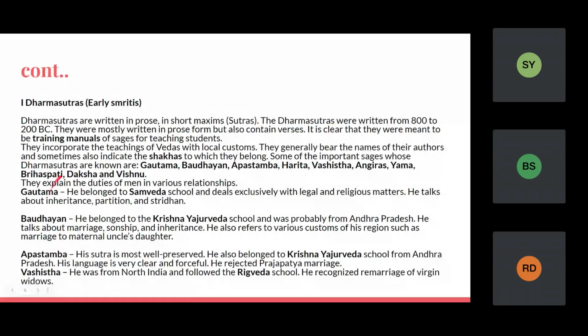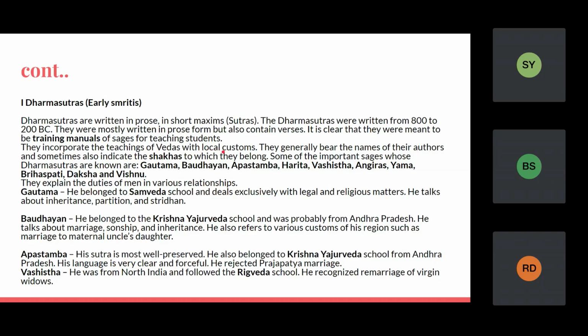The first one, Dharma Sutras, were written in prose format. They included some short maxims, like a shloka kind of. The Sutras were written from 800 to 200 BC. As I told, they mostly consisted of shlokas or verses. So it is clear that they were meant to be training manuals of sages for teaching students. Now, they incorporate the teachings of Vedas with local customs.